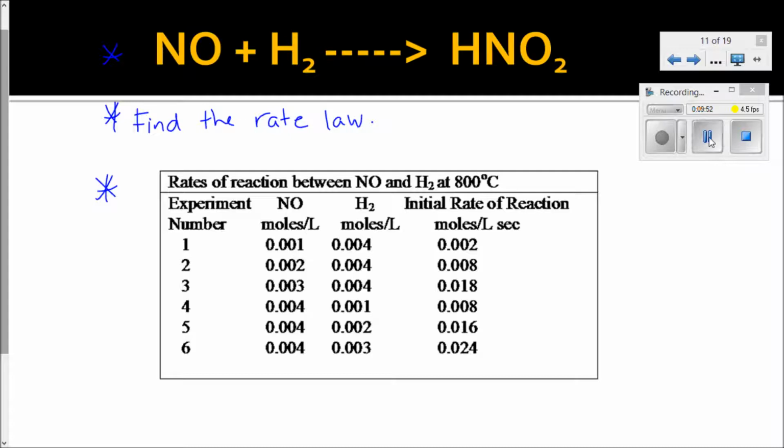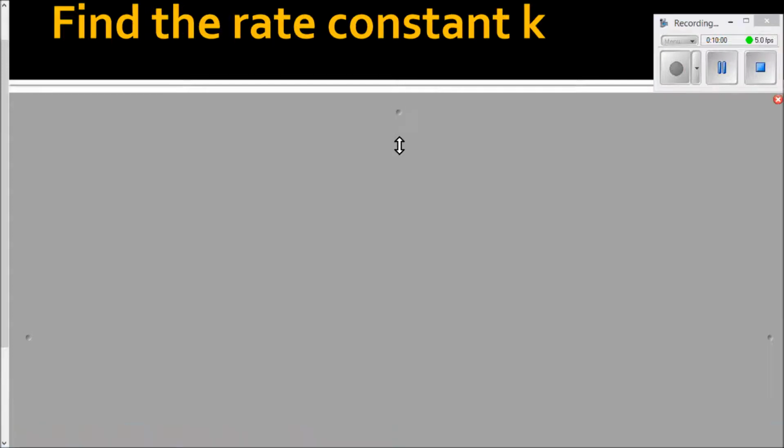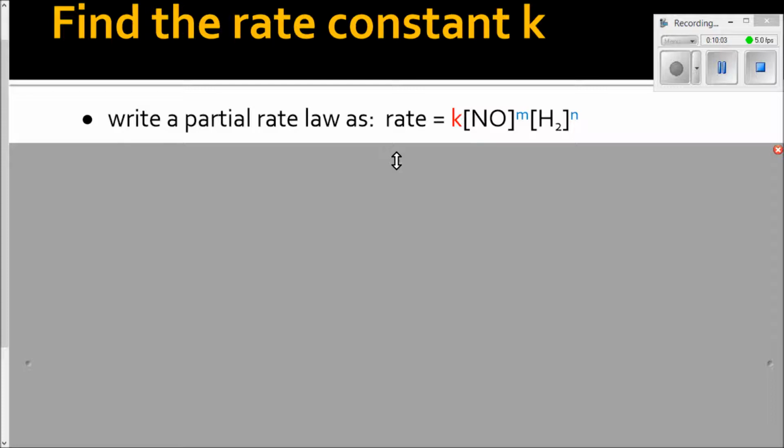So to find the rate law constant K, we have to go through the following steps. We're going to find M and N first. But before we even do that, we write our partial rate law. So we say the rate is equal to K, which we don't know, and then we just substitute in the concentration of our reactants in there. We have M and N.